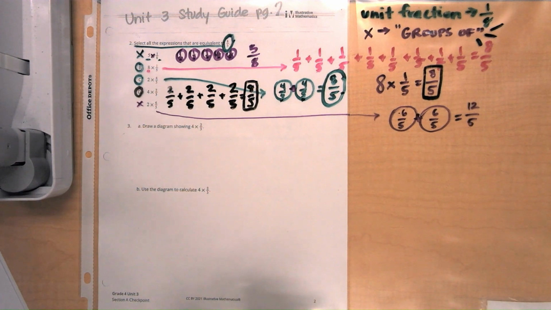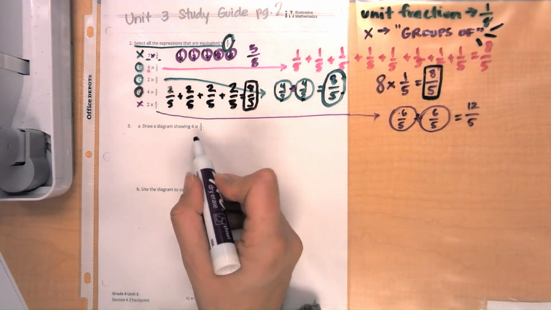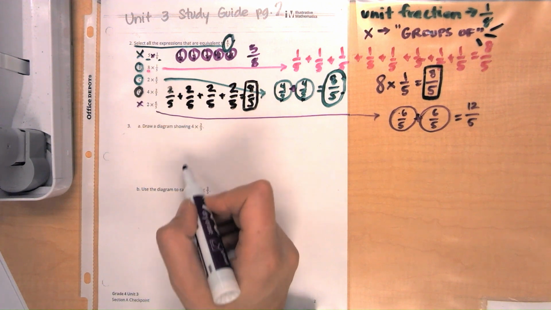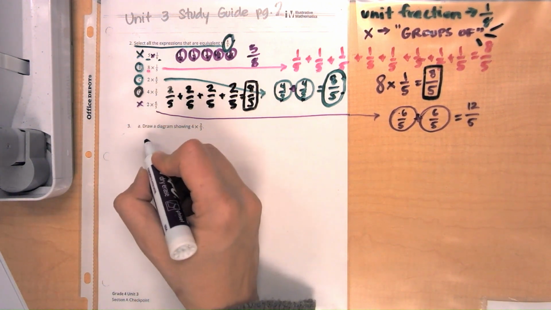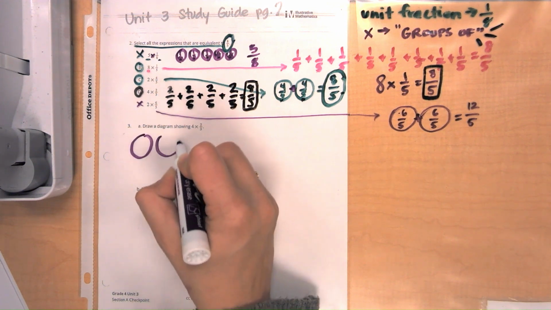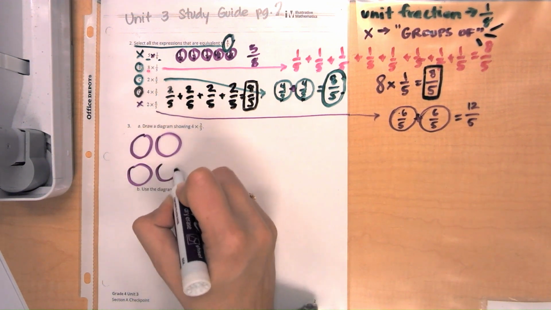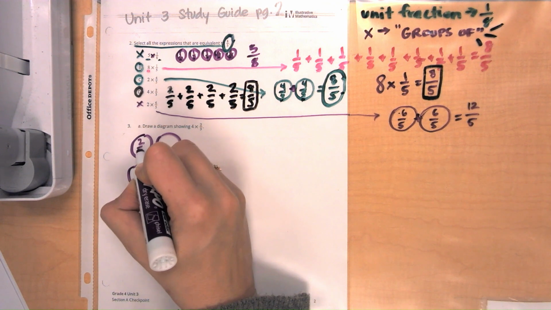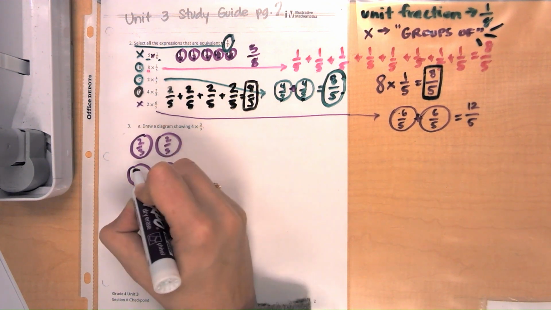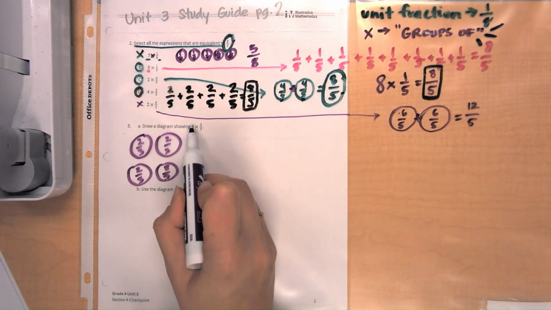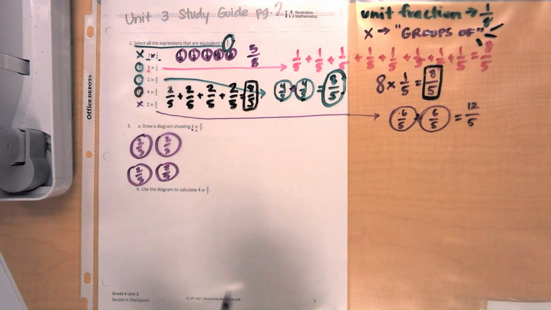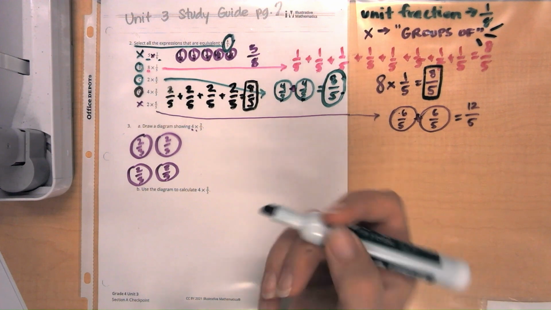Now, number 3. Draw a diagram showing 4 groups of 2/3. My students should recognize this. We actually did this paper. We can use circles. 4 groups, with 2/3 in each group. This would be a great diagram. This shows that we have 4 groups, 1, 2, 3, 4, and that we have 2/3 in each one.